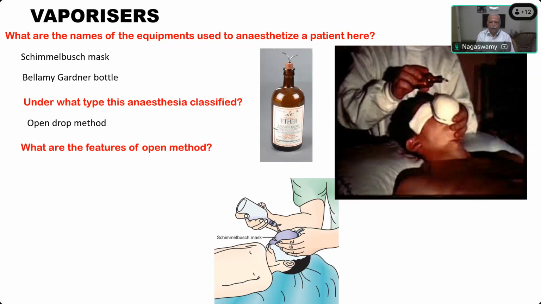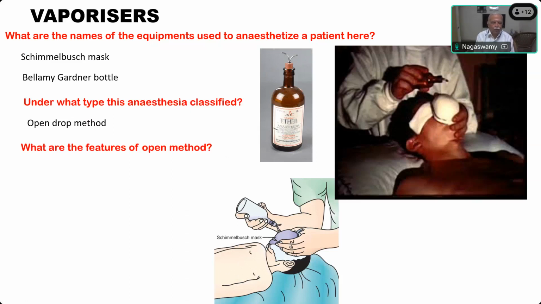Do you have a carrier gas for this inhaled anesthetic to go? Like your machines giving you oxygen, nitrous oxide, do you have any carrier gas to carry the vapor into the patient? No, sir. Then how does it go? Whatever the patient breathes, so the carrier gas is the atmospheric air.